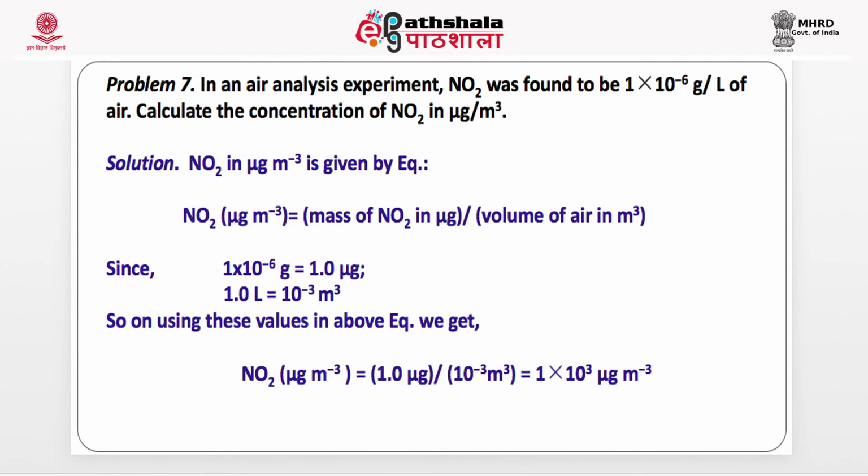Now, this is a problem. In an air analysis experiment, NO2 was found to be this much per liter of air. Calculate the concentration in microgram per meter cube. Remember, concentration in microgram per meter cube is the mass of NO2 in microgram divided by the volume of air in meter cube. Since 1 times 10 to the power minus 6 gram is equal to 1.0 microgram and 1 liter is equal to 10 to the power minus 3 meter cube, using these units we can come out with this answer: 1 times 10 to the 3 microgram per meter cube.